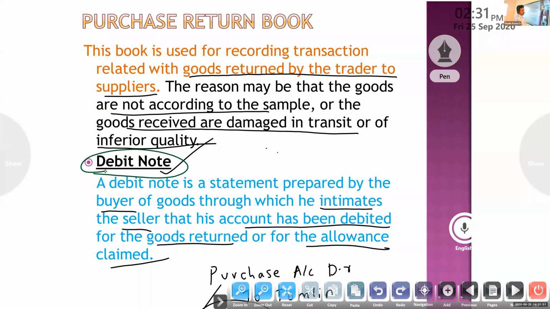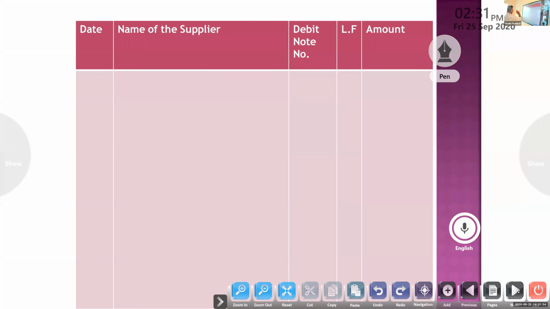On that basis, we will record the transaction in the purchase return book. The format of purchase return: date, name of the supplier, same like the purchases book, only one difference. Instead of invoice, here we have to write the debit note number. Because if it is a purchase return, we have to debit his account, then we will get an allowance from the supplier. Then LF, amount. So we will do problem 15. Next question.